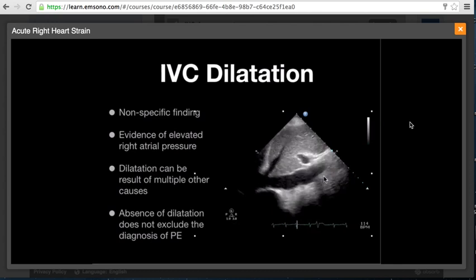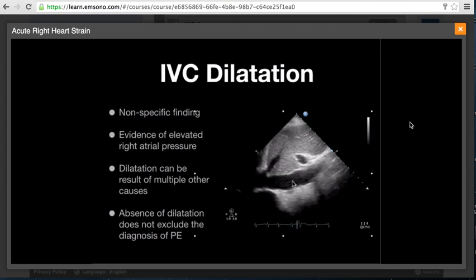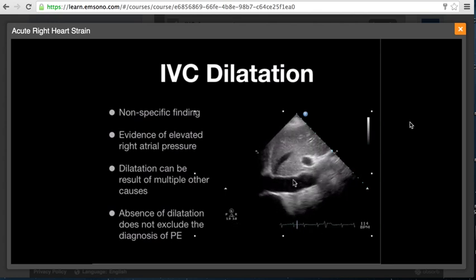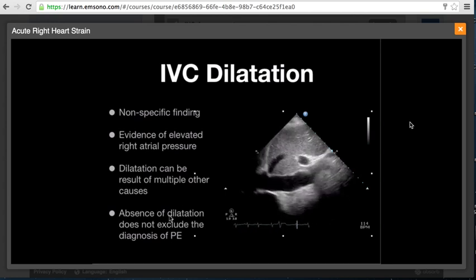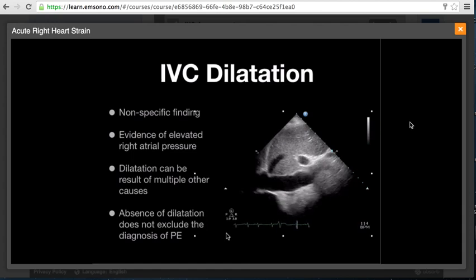Here you've got the sagittal view of the inferior vena cava. Here's where the hepatic vein is coming in. You can see that the inferior vena cava is dilated. It measured 2.7 centimeters. And you can see that with sniffing, there's essentially no respiratory variation. So this would go along with high right-sided pressures. But again, it's a nonspecific finding. It's important to remember that absence of dilatation does not exclude the diagnosis of pulmonary embolism either.